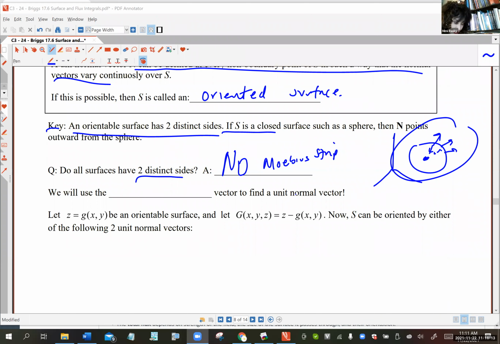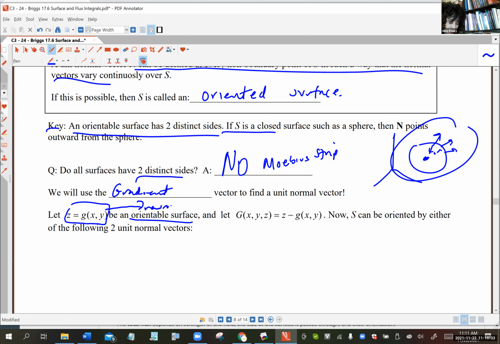So we're going to use the gradient. You guys remember the gradient? To find a unit normal vector. So here's your capping surface equation: z equals little g. And let's have it be an orientable surface. That means it's not going to be one of those cool Möbius strips. Sorry. It's going to have two distinct sides. Then you're going to rewrite it. And you've done some rewriting in a previous module when we were finding gradients in order to find tangent planes.